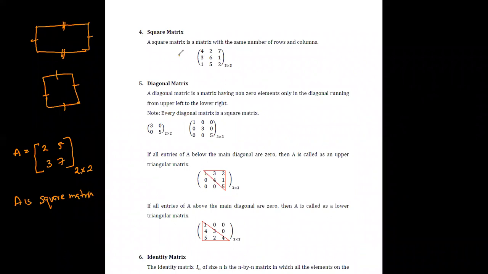If we let B equal 4, 7, 4, 2, 7, 3, 6, 1, 5, 2, this is a 3 by 3 matrix. Therefore, we can say again that B is a square matrix. It is because we can see that the number of rows and the number of columns are equal. Therefore, if we have a matrix with an equal number of rows and columns, then such a matrix is said to be a square matrix.